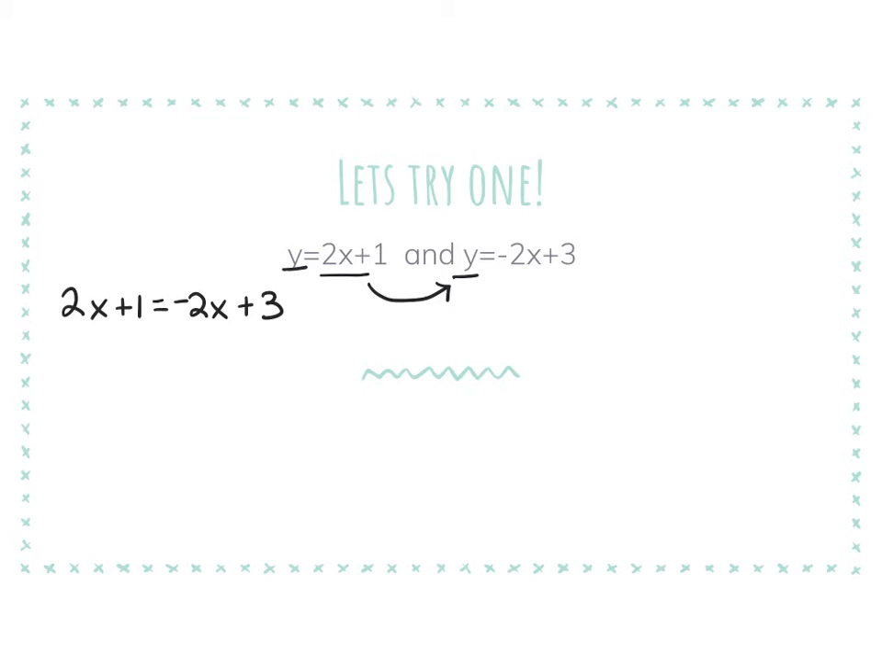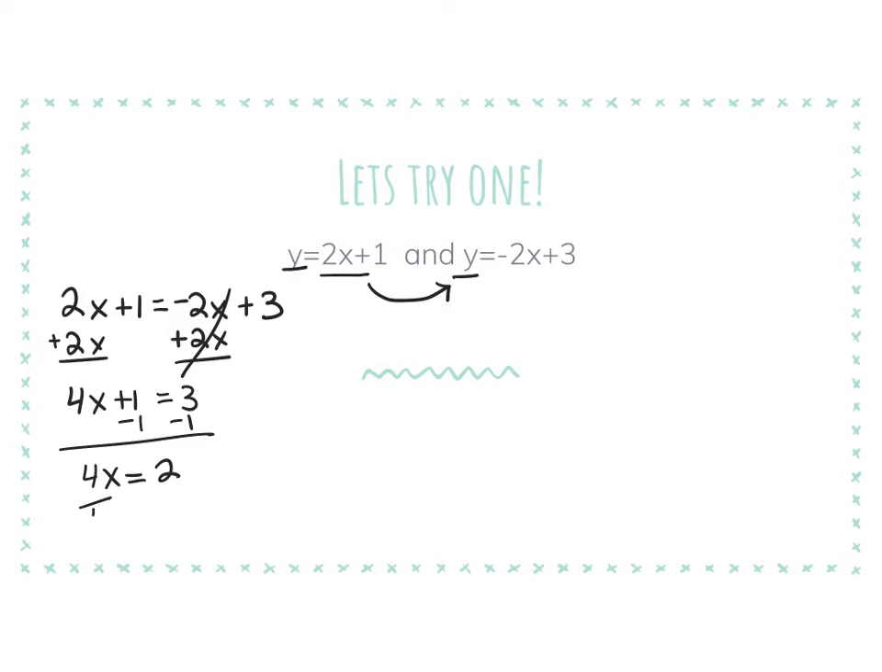Now we solve it like we would any other equation, starting first to get our variables on the same side, usually choosing the direction that will give us a positive variable value. So here we end up with 4x plus 1 equals 3. Subtract 1 from both sides. 4x equals 2. And then divide by 4. We are left with x equals 1/2.